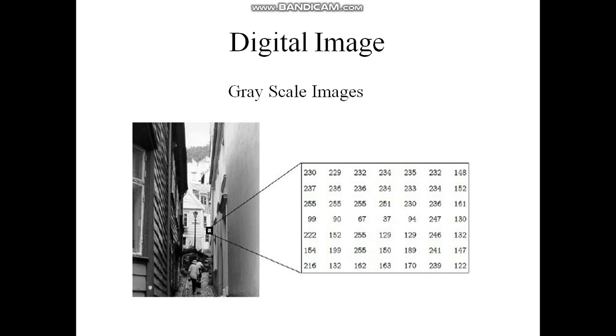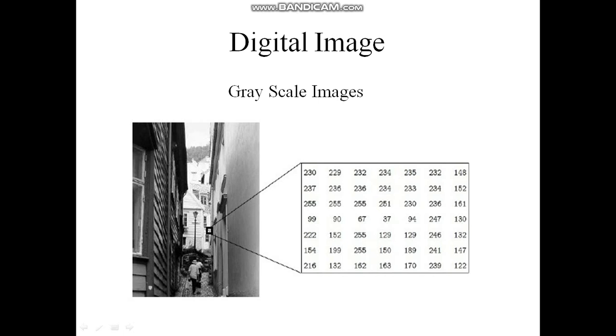First, what do you mean by a digital image? A digital image is nothing but an image divided into many smaller portions. For example, if you consider this image, it is in turn divided into many small portions, and the intensity level at each portion is represented by a number. For example, the intensity level at this portion is represented by the number 230.